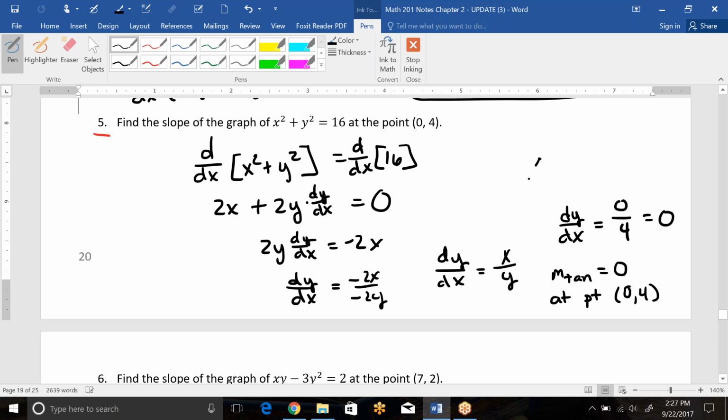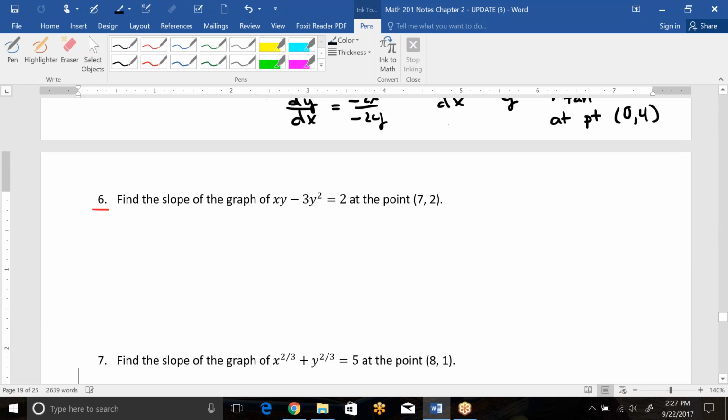Something we haven't mentioned a lot, but I've seen it maybe in one of the homework questions: if the slope of the tangent is 0, that means you have a horizontal tangent line. Just something to note, because that's the only kind of line that has a slope of zero.